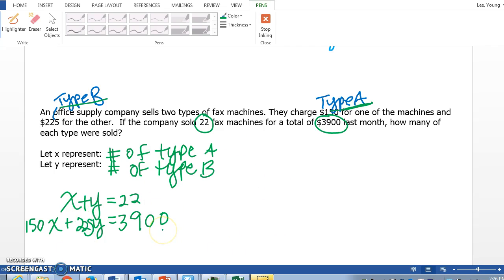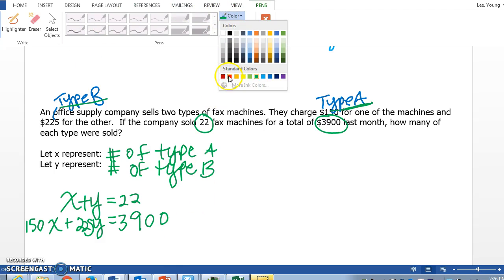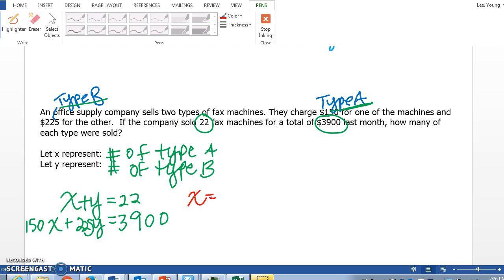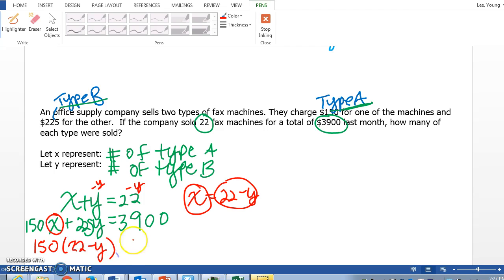Once we have two equations, we can use substitution or elimination, but we're actually still practicing substitution. So we need to isolate one of the variables. I'm going to isolate X here. X equals, subtract Y from both sides, same thing, 22 minus Y. Make sure you substitute X with 22 minus Y. So 150 times 22 minus Y, plus 225Y equals 3,900. Make sure you solve the problem. Pause the video, solve the problem, check your answer.